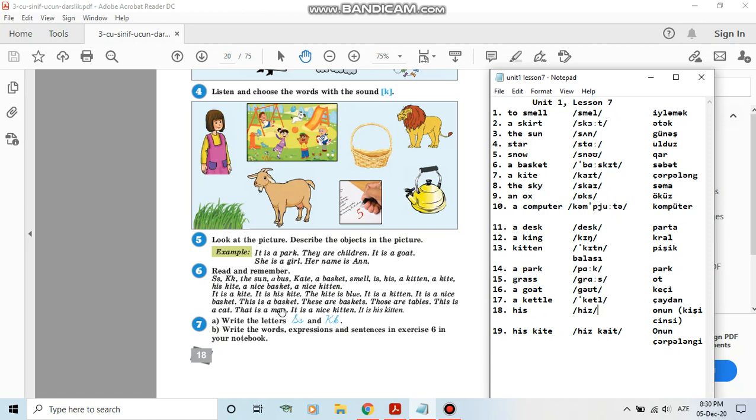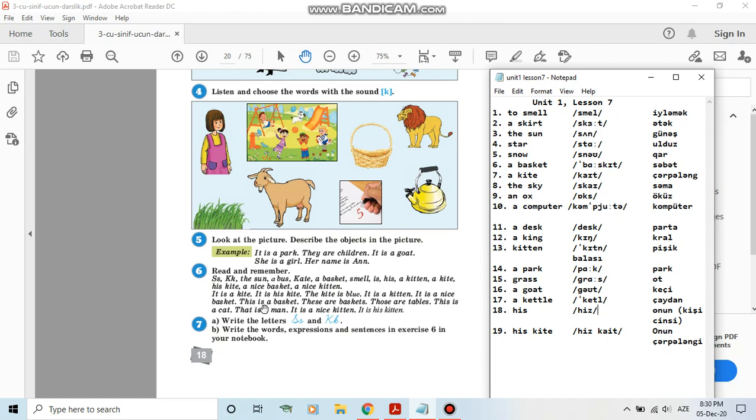This is a basket. Bu səbətdir. This is bu deməkdir. It is o. It is a nice basket. O gözəl səbətdir. These are baskets. Cəmdə olanda isə baskets. S sözün cəmdə olması deməkdir. A basket bir səbət deməkdir. Baskets səbətlər. These are baskets.